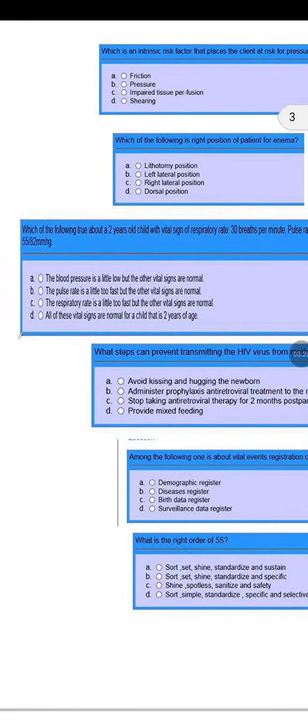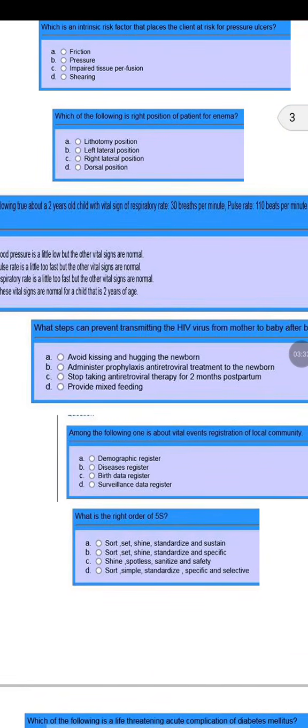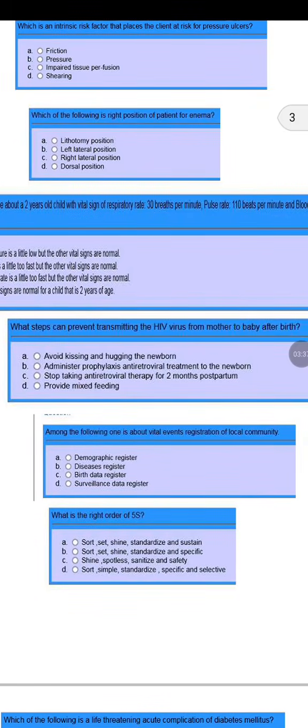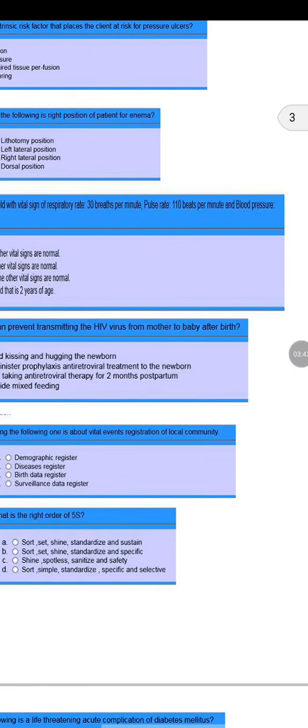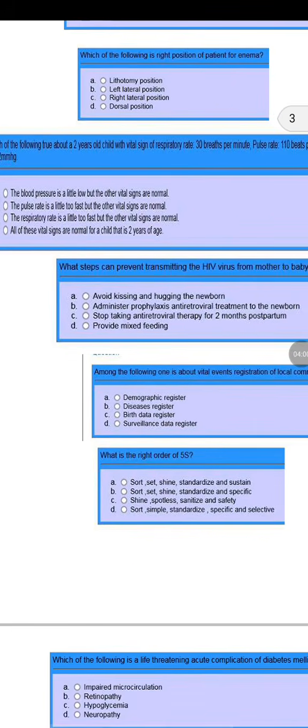Which of the following is right about a 2 years old child's vital signs: respiratory rate per minute, pulse beats per minute, and blood pressure? The blood pressure is a little below, but the other signs are normal.